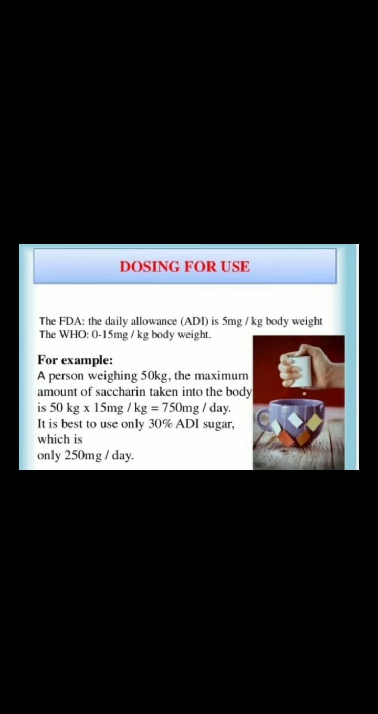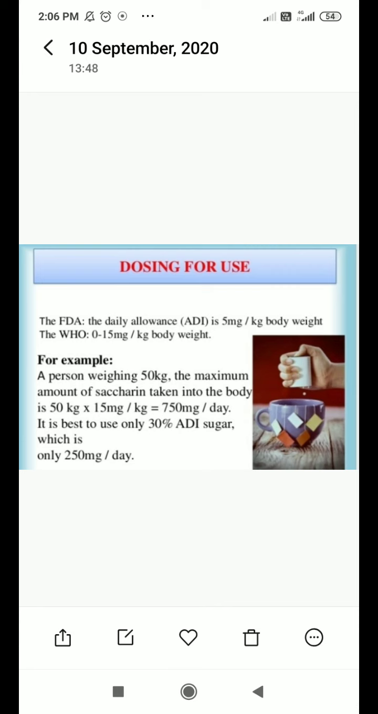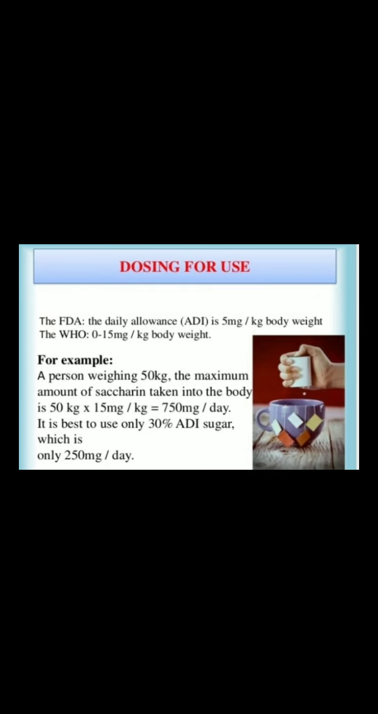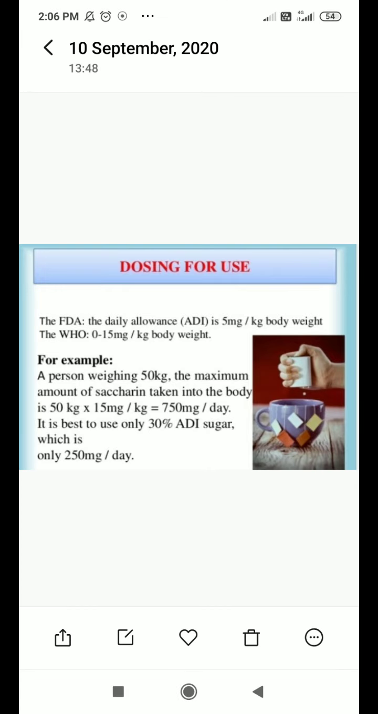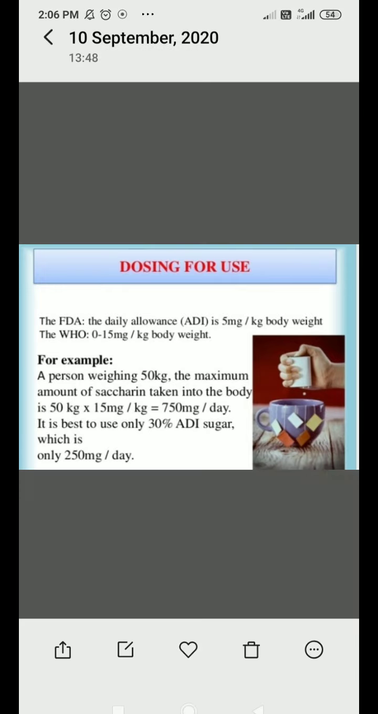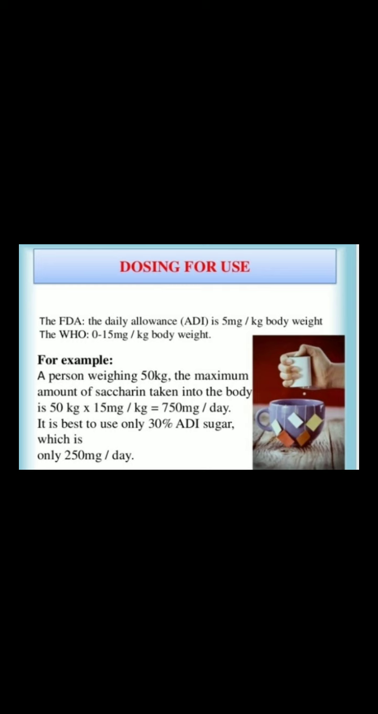5 mg per kg, for a 50 kg person: what is the calculation? 50 times 5 is 250 mg. This amount of saccharin is allowed per day, in one day, for a 50 kg body weight. But according to WHO, the limit is somewhat broader, between 0 to 15 mg, which is thrice the FDA limit.